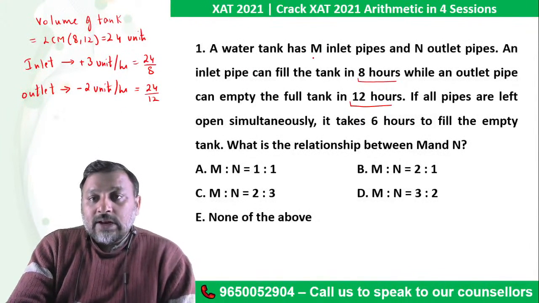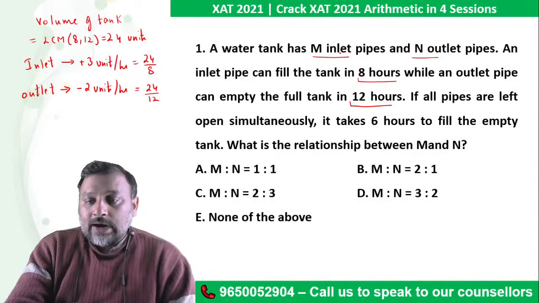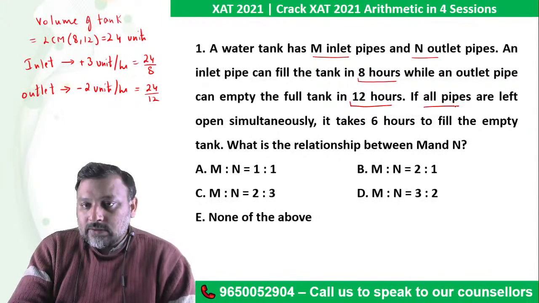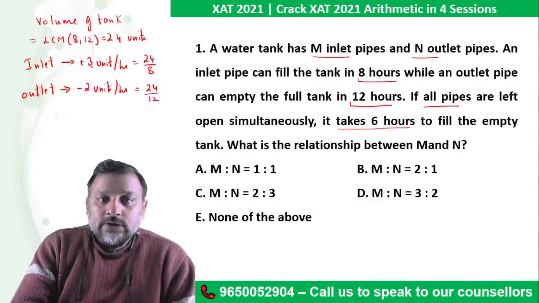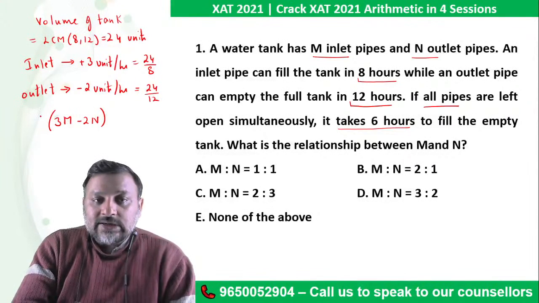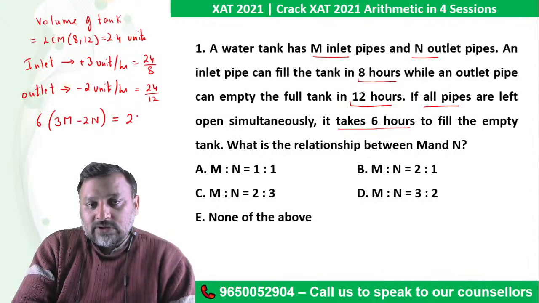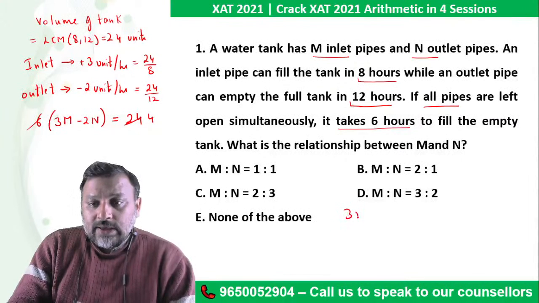There are m inlet pipes and n outlet pipes, and if all pipes are opened, then it takes 6 hours to fill the empty tank. So can we say m pipes will fill this much in 1 hour and n pipes would empty this much in 1 hour? So in 6 hours they will do this much work, and this should be equal to the volume of the tank, which is 24. So what you will get is 3m minus 2n is equal to 4.